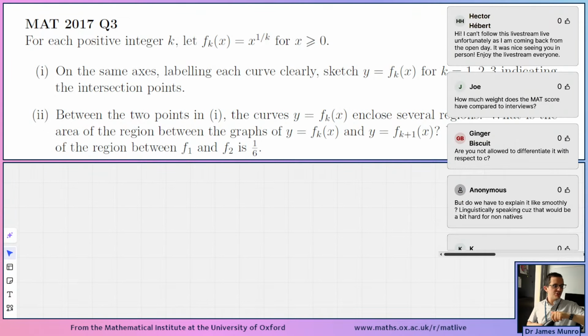Are you not allowed to differentiate it with respect to C? I don't think you know how to differentiate it with respect to C. I mean, maybe you do. Maybe you know the chain rule, but you don't need to, I think. You're not expected to.